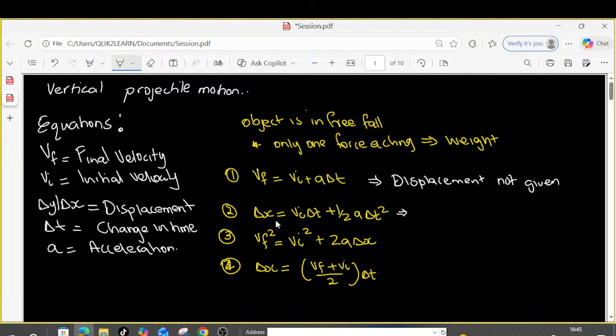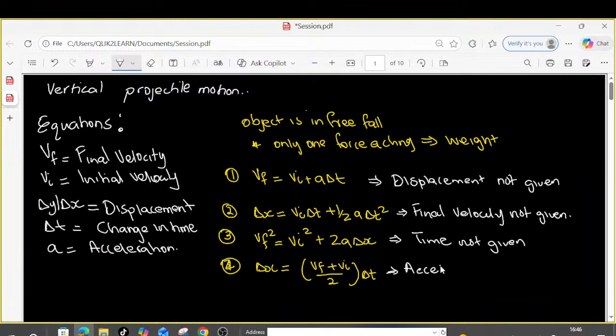Can you see the second one? We don't have the final velocity. We're going to use this one if the final velocity is not given. We are running out of time. And then this one, we're going to use it if the time is not given. And the last one, we're going to use if we don't have the acceleration. Don't worry, this will make sense. Everything will be easy. Just give me a second.